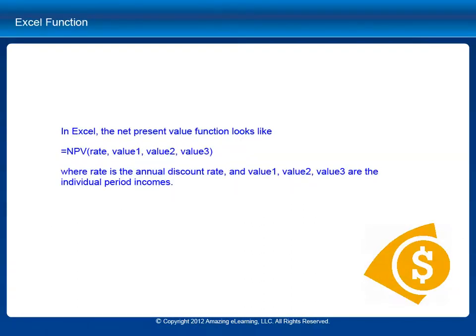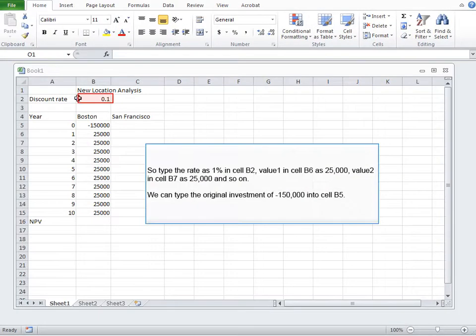In Excel, the net present value function looks like equals NPV, rate, value 1, value 2, value 3, where rate is the annual discount rate, and value 1, value 2, value 3 are the individual period incomes. So type the rate is 1% in cell B2, value 1 in cell B6 is 25,000, value 2 in cell B7 is 25,000, and so on. We can type the original investment of 150,000, notice it's a negative, into cell B5.